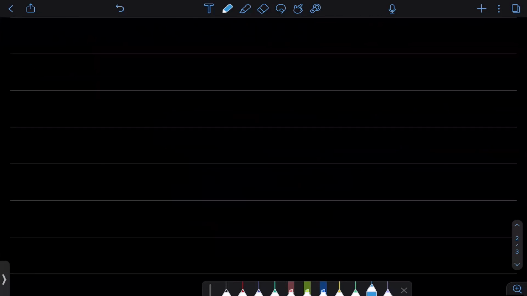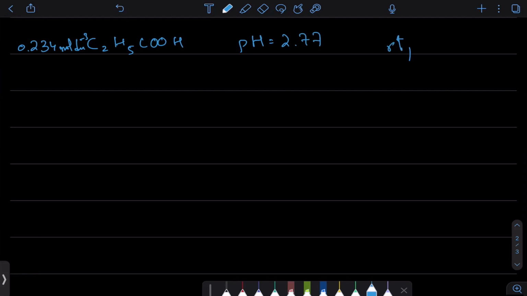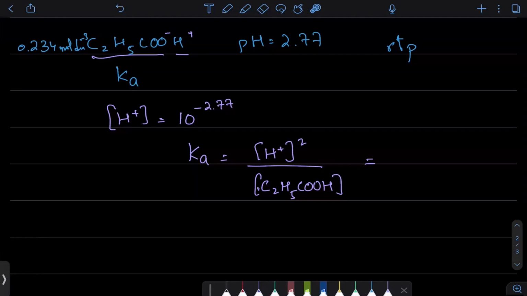We can also use the idea of pKa and so on, but before that, can you solve a question for me? What if I have C2H5COOH and the concentration is 0.234? I'm just making it up. And pH is 2.77 at a particular temperature, let's say RTP. Can you find the Ka? Oh, I'm so sorry. So I was saying that the concentration of H positive and this ion is roughly the same. And this is basically the same as this.